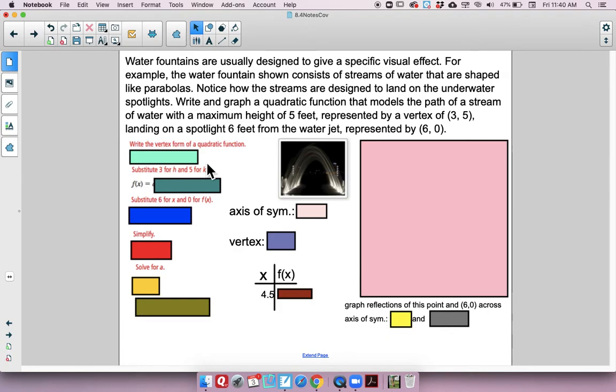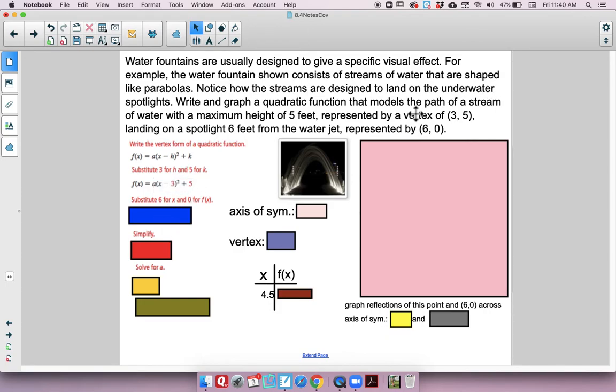Well, what do we know? Okay, well, we know the vertex form is f of x equals a, and hopefully you're going to say x minus h quantity squared plus k. Good. Now, we know the vertex is 3, 5. That means h is 3, k is 5. So can't we substitute 3 for h and 5 for k? Yes.